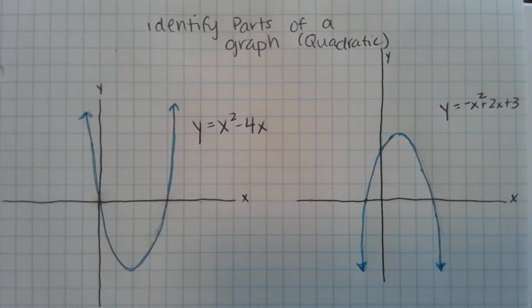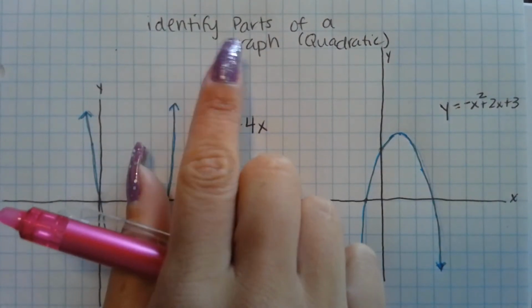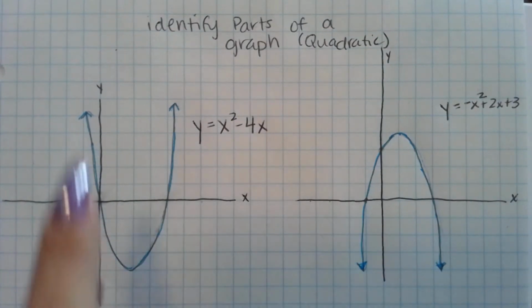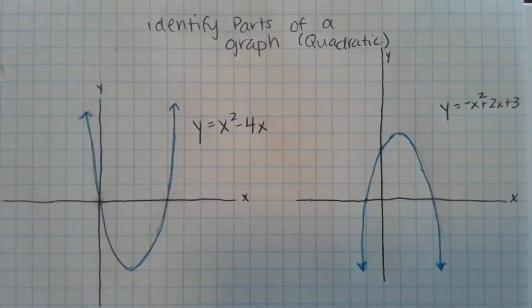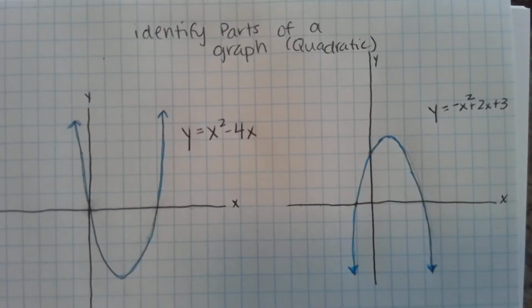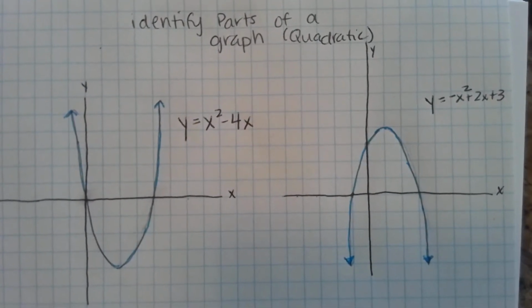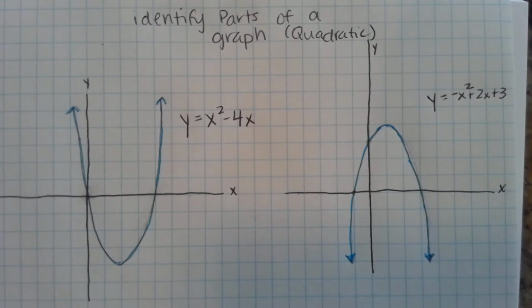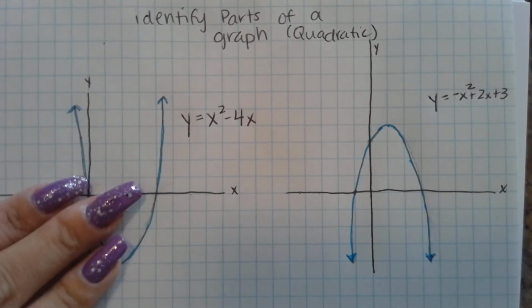Hi everyone. So we are going to be discussing and identifying parts of a graph, quadratic graphs especially, okay? So I want us to look at these different graphs, and I've got some more examples that we can just look at. I want us to go ahead and identify the parts so we can learn to use them when we're looking at this when it's graphed.